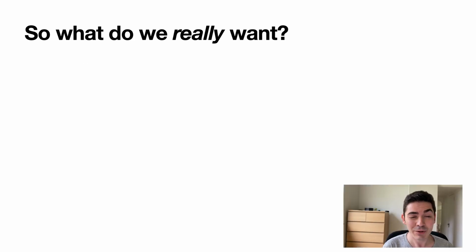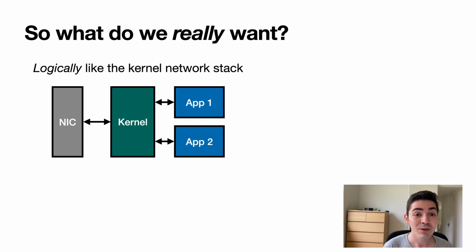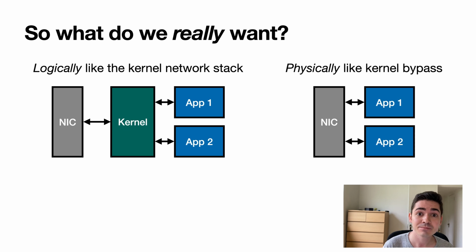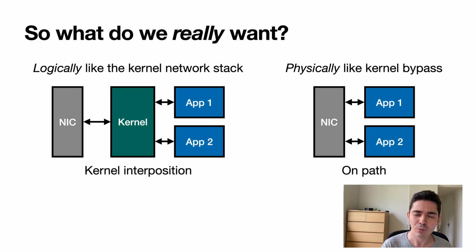Okay, so what do we really want? We want something that is logically like the Kernel Network Stack, while also being physically like Kernel-Bypass. So we want to have kernel interposition without reintroducing these data movement overheads. So we want something that is on-path.